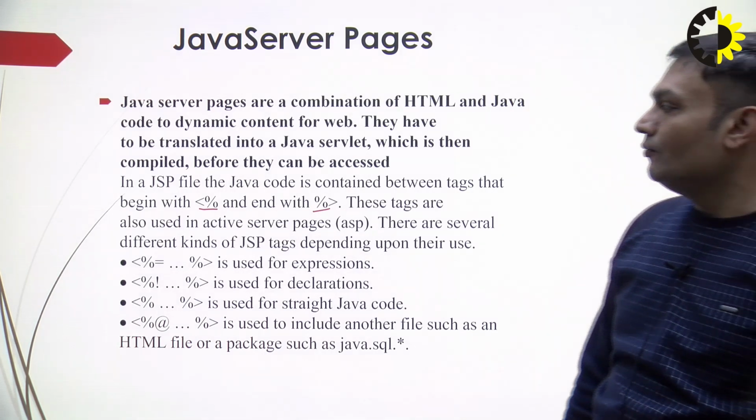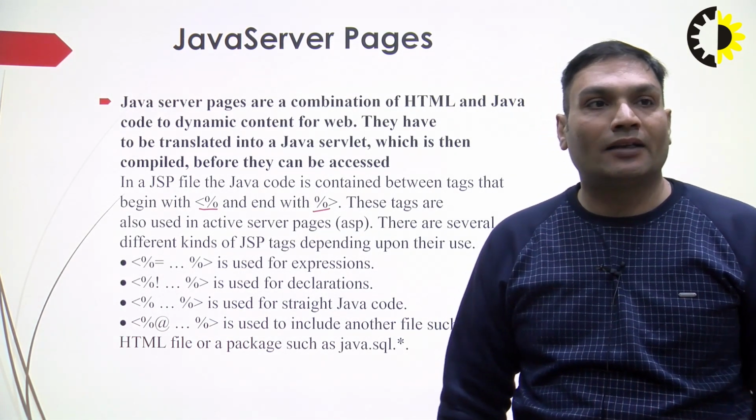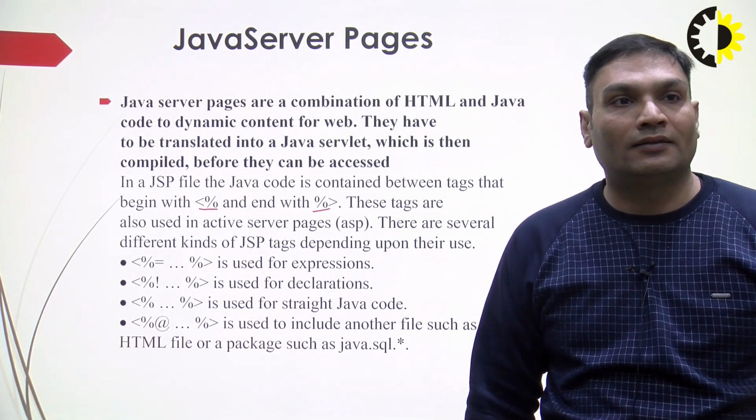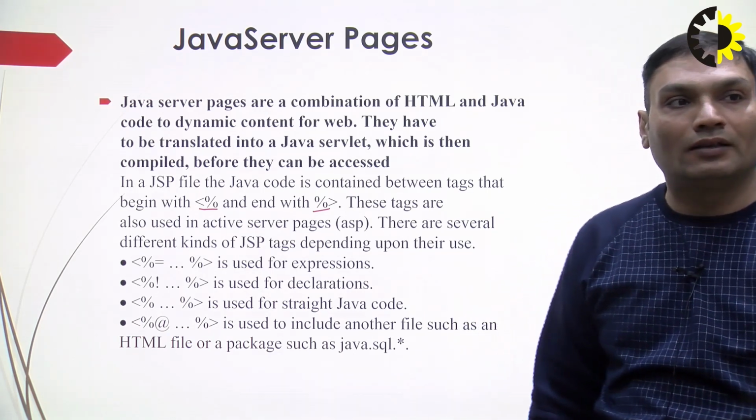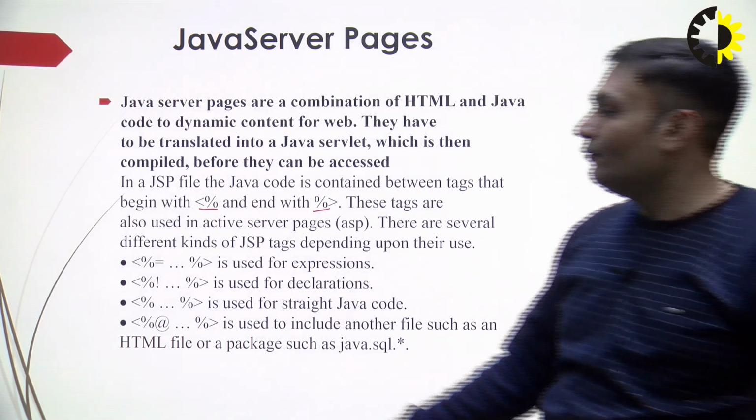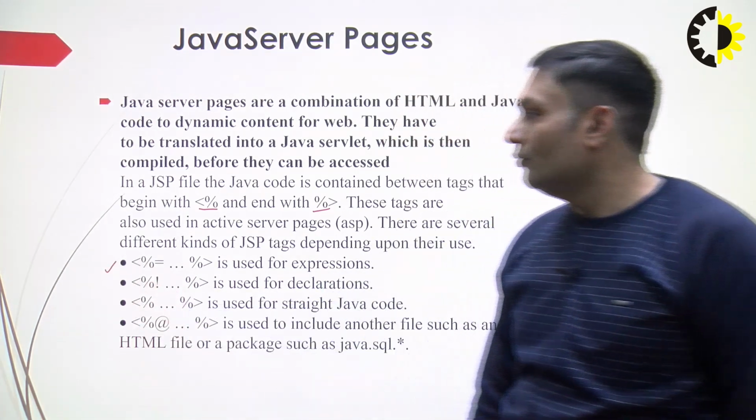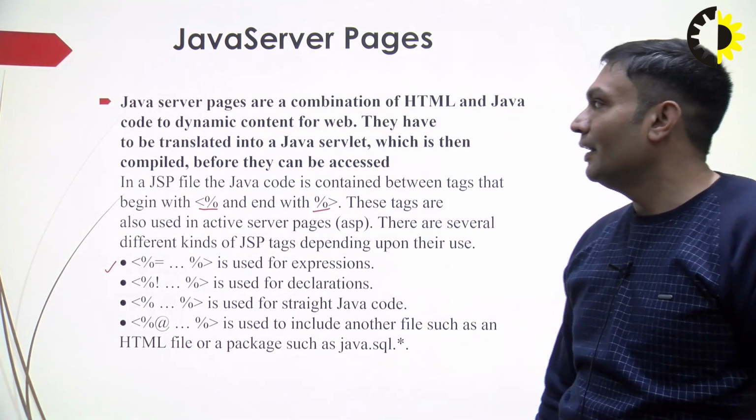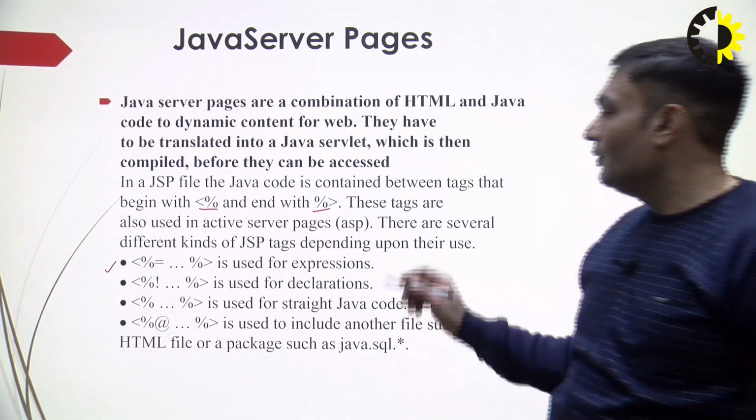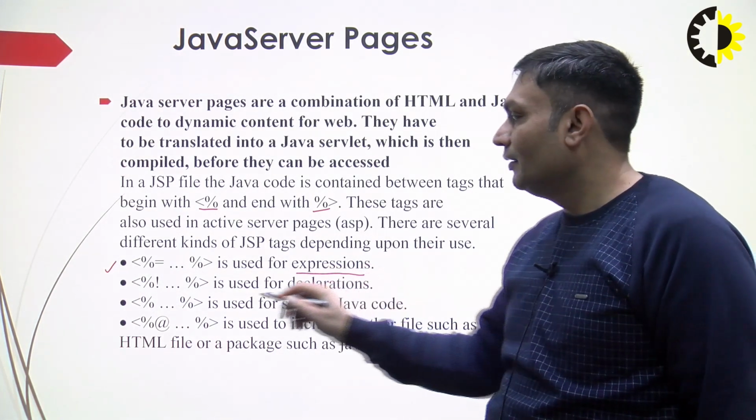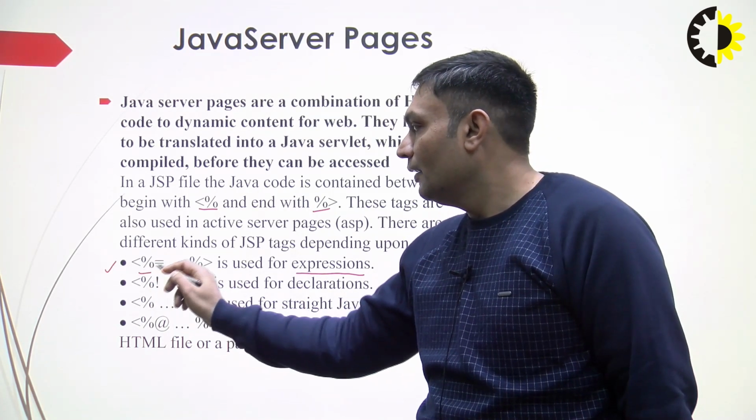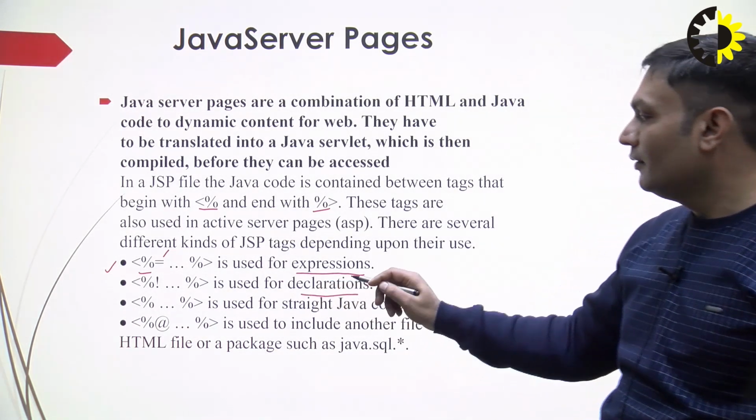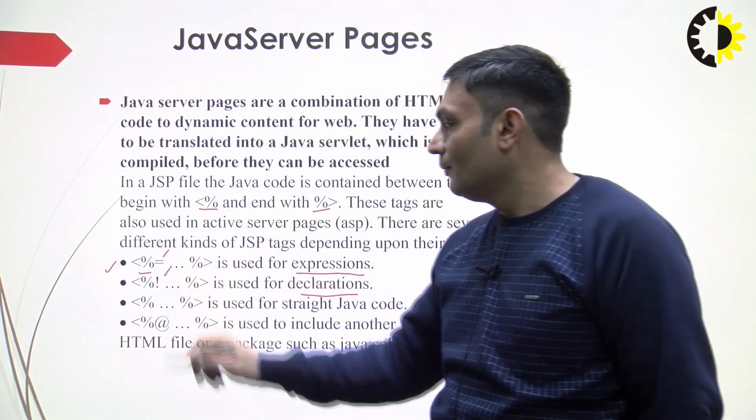These tags are used in active server pages, and there are several different kinds of JSP tags depending upon their usage. So basically there are four kinds of tags that are used to insert Java code inside the HTML code. First one is expression, that is written like this. Here the symbol is equal to. Second one is declaration. Here the symbol is this one.